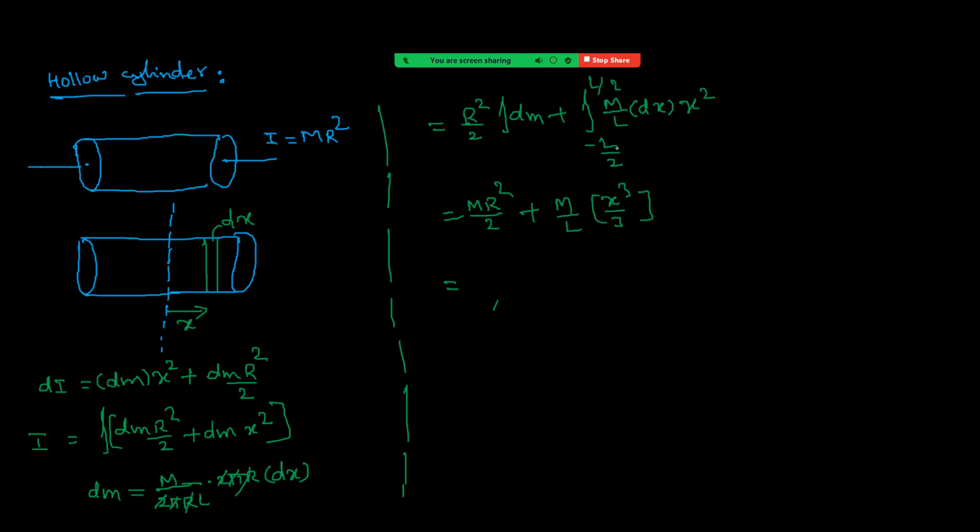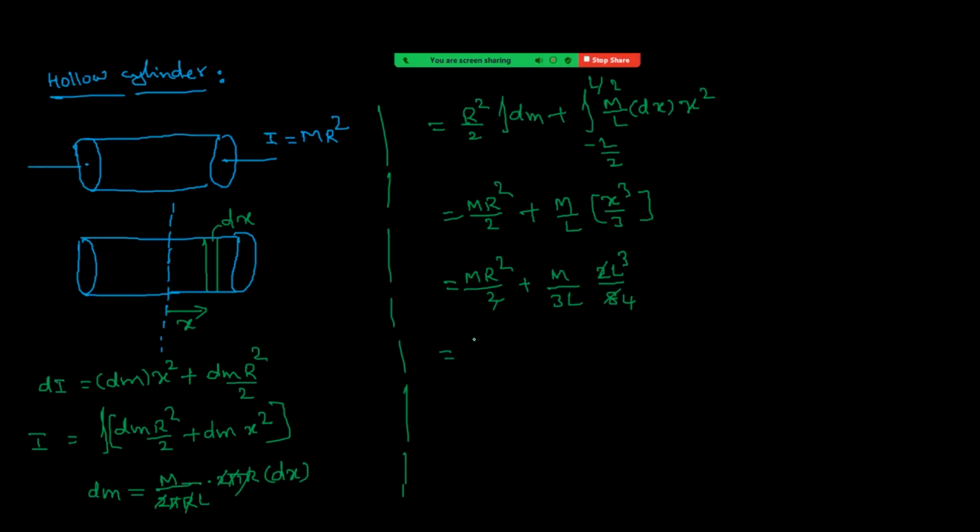Calculation part. X is L by 2, L by 2. I can take 3 outside. M r square by 2 plus m by 3l. It becomes now L cube by 8 and again L cube by 8. It is now 2L cube by 8. Okay. And 2 here, 4 times.